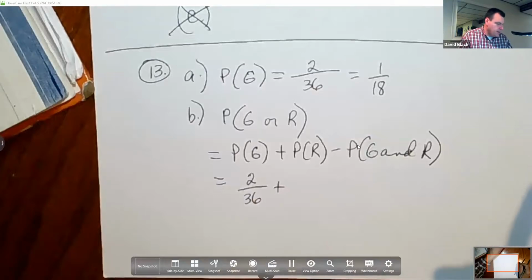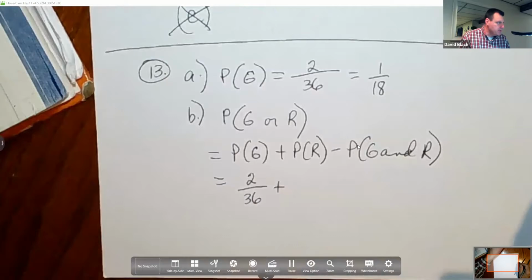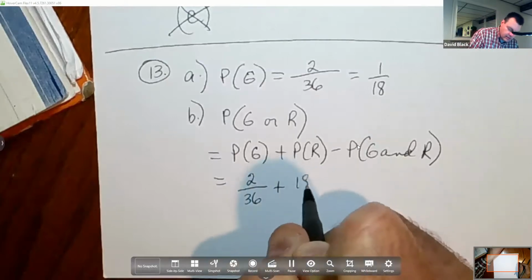And then red, I don't remember how many slots for red. Somebody remind me how many slots for red. 18. That's right, because there were 38 total and 2 were green. So that leaves 36, and half of those are red, half of those are green. Good, yeah, 18 out of 36.